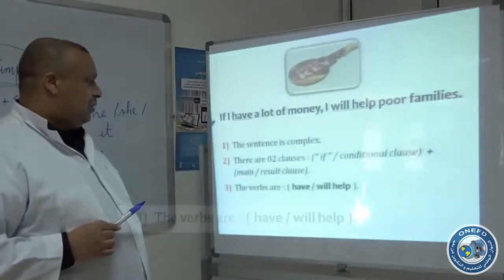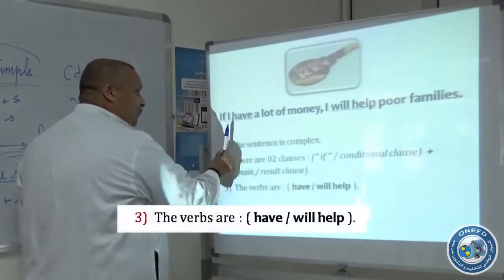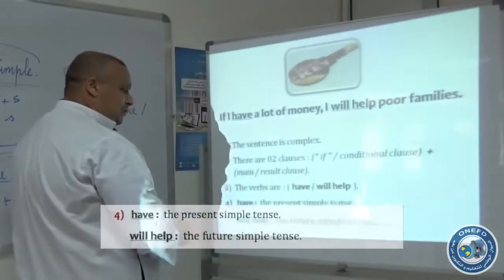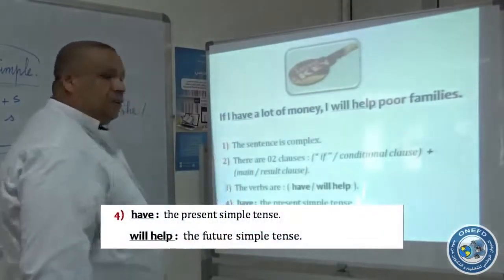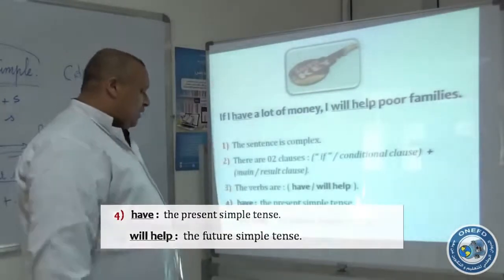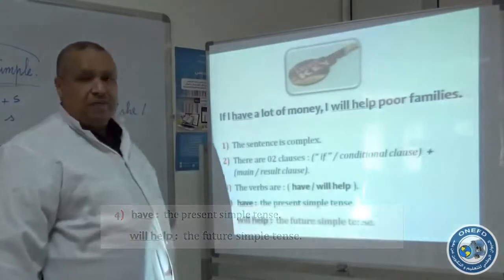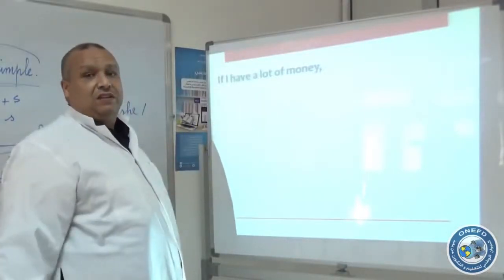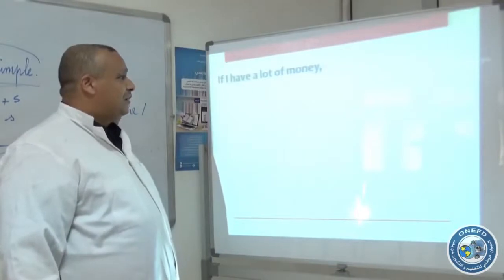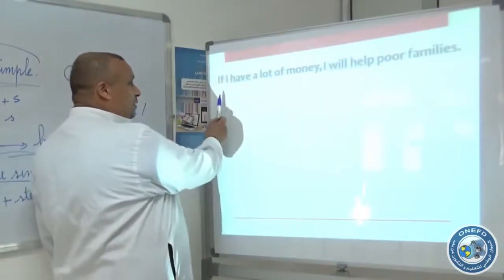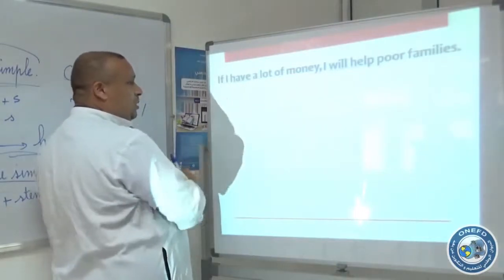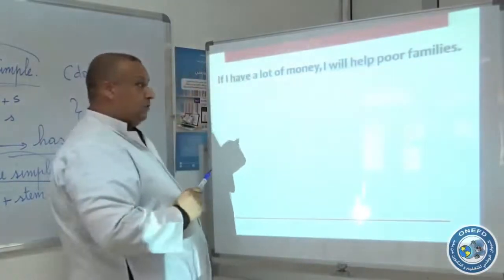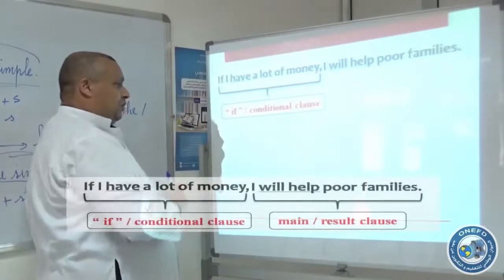The following question. The underlined verbs here are have and will help. Which tenses are they? The first verb, have, is in the present simple tense, as we said. And the second one, will help, is in the future simple. Now if we take this clause from the sentence: if I have a lot of money, we call it the if clause or conditional clause. I will help poor families is the main clause or the result clause.